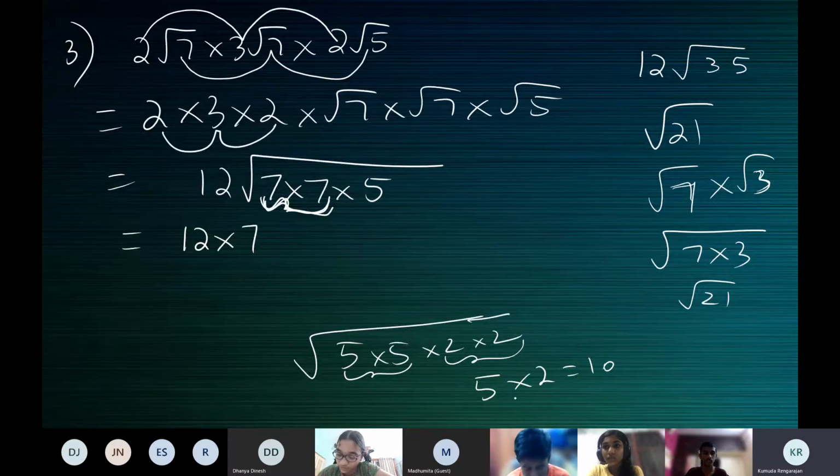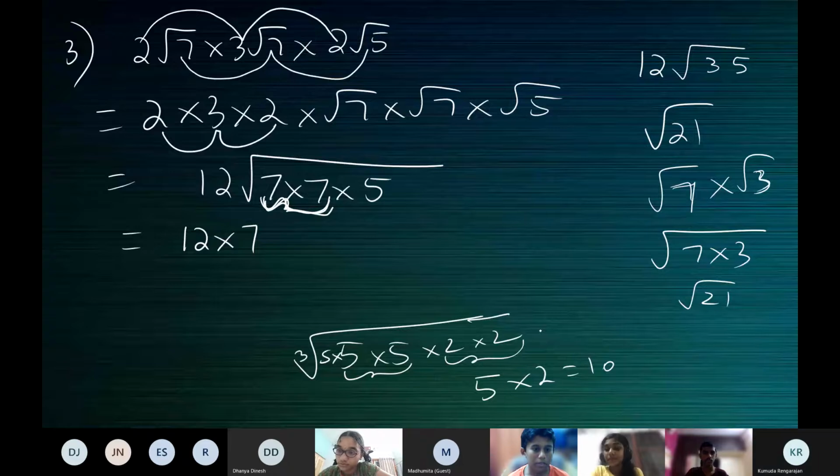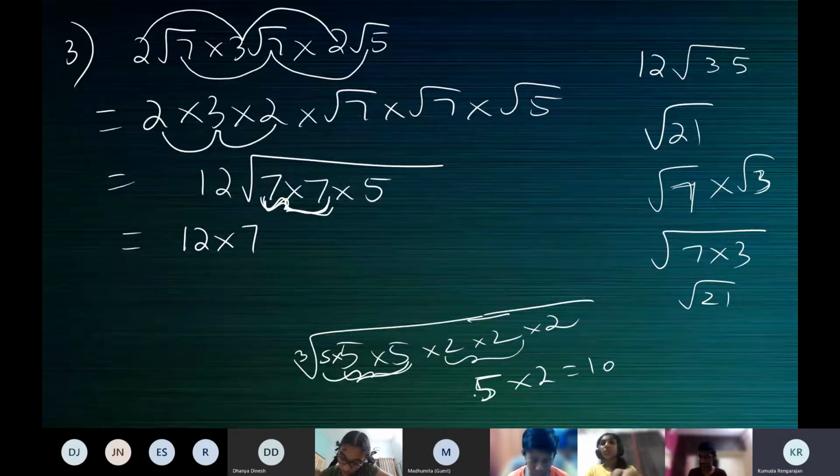If it was cube root, you should have another 5 and another 2. From 3 5s, 1 5 will come out. If it's under the cube root, from 3 2s, 1 2 will come out. 5 2s are 10.